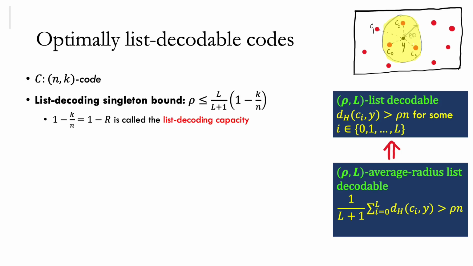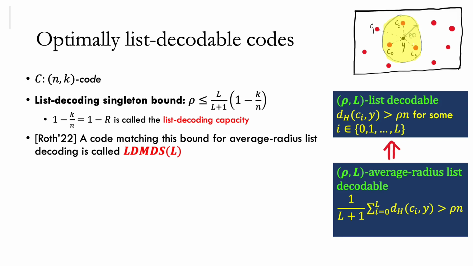Now for any (n, k) code, one can prove a generalized list decoding Singleton bound, which has appeared in a few places in the literature, which shows that this radius ρ is at most L divided by L plus 1 times 1 minus k over n, or 1 minus the rate R. As you send L to infinity, you just get 1 minus R, and this is known as the list decoding capacity.